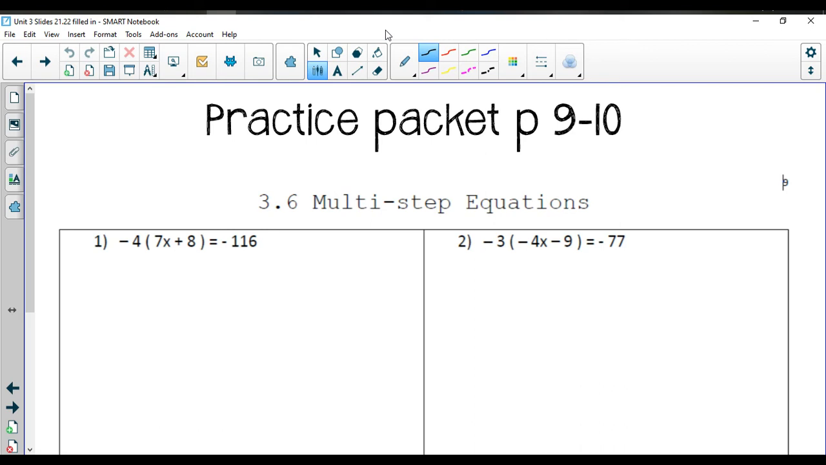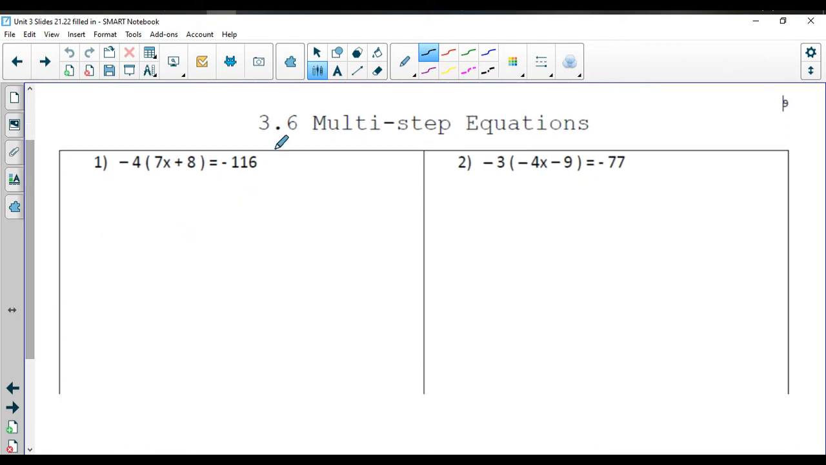This is lesson 3.6. These are the practice packet problems on pages 9 through 10. So on page 9, we're going to go ahead and start off. We are going to just be solving equations here.